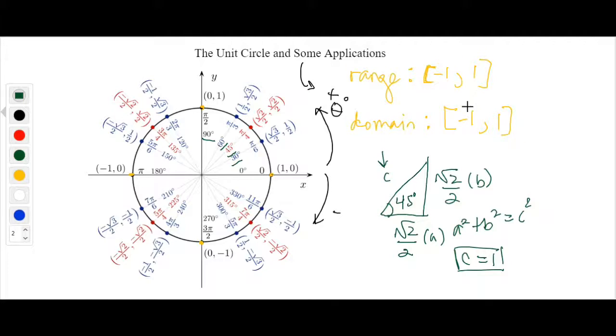So now we're going to erase this board, and I'm going to show you some cool properties about this and talk to you more about this unit circle.